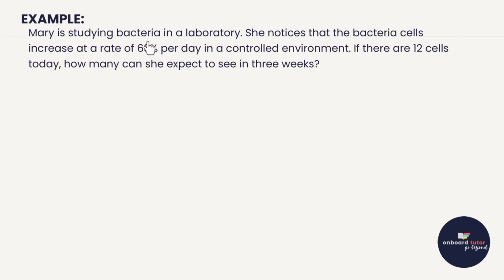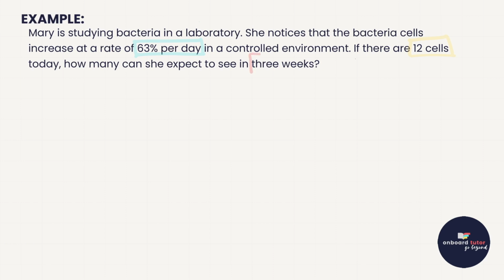So Mary is studying bacteria in a laboratory. She notices that the bacteria cells increase at a rate of 63% per day. This is where we really need to be alert, because this is an application of our financial maths. In a controlled environment, that's obviously in her lab, if there are 12 cells today, how many cells can she expect to see in 3 weeks?